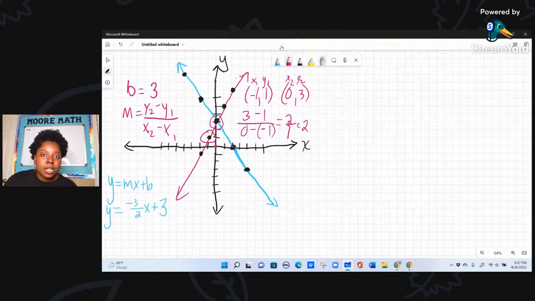Your slope of this line is 2. And we can see it's positive because you're going up that mountain. So the equation is 2x plus 3.